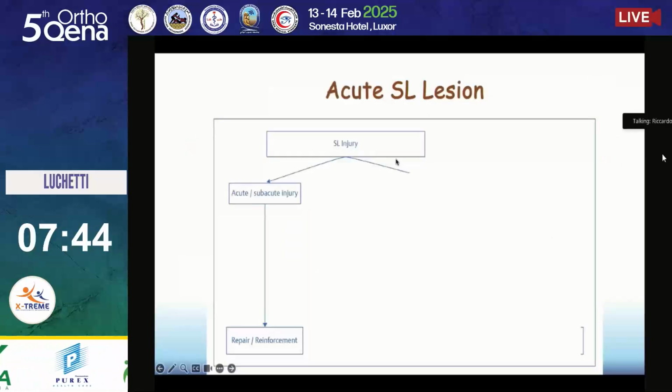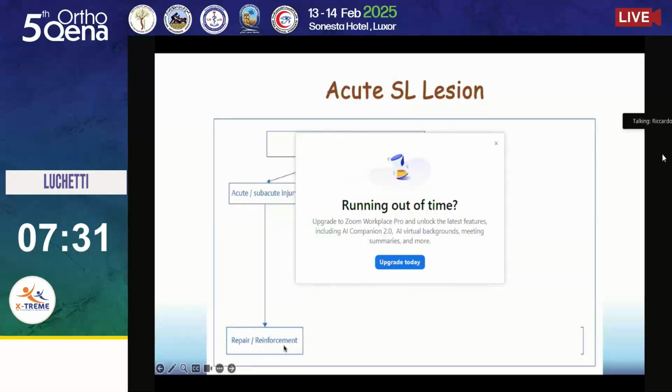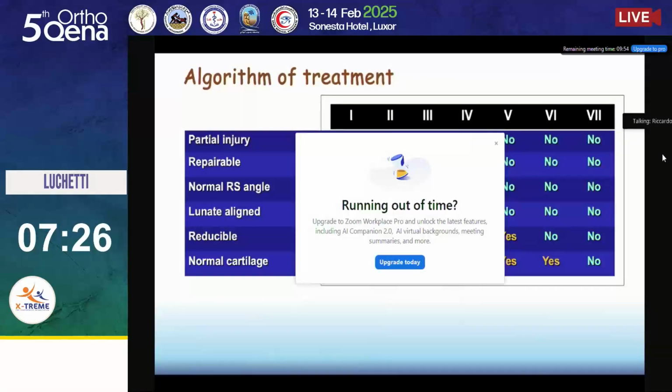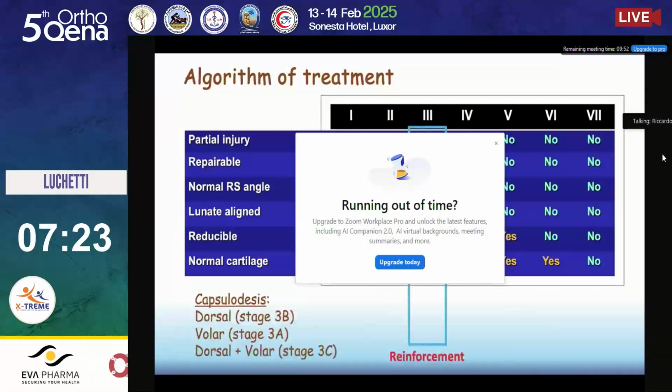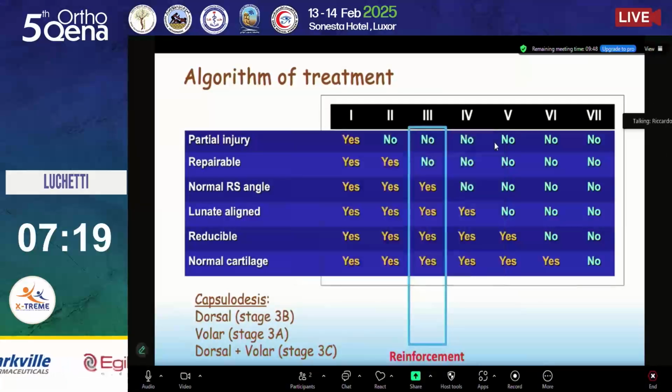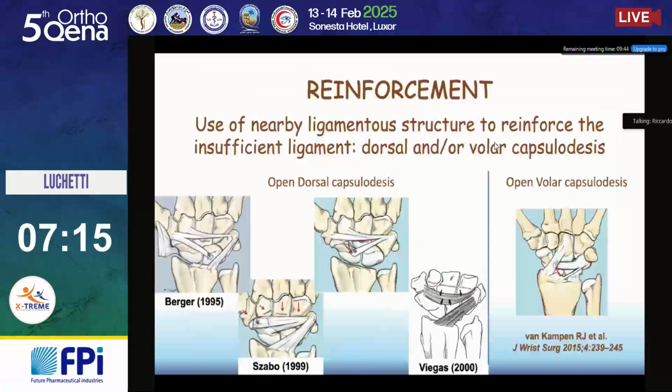reinforcement of the ligament. So the first part of the algorithm that we proposed is in acute lesion of the ligament and subacute injury. We can perform the repairing, but we can associate also the reinforcement when the ligament is torn in the middle and not close to the bone. In the other part, we can perform the reinforcement. And the reinforcement is, I repeat, capsulodesis, dorsal, volar, or dorsal and volar.